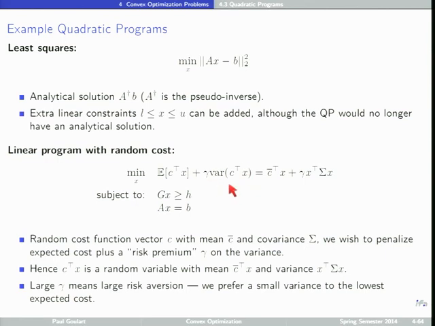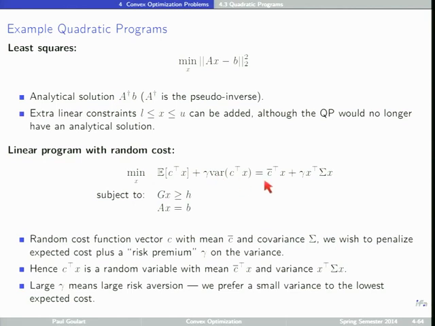Now what I can do is assume that C has a known mean, which I call C bar, but C also has a known variance, which I call sigma. And then I can rewrite this like this. Gamma tells me how sensitive I am to variance. If gamma is 0, I only care about maximizing expected profit. If gamma is huge, I only care about minimizing variance.